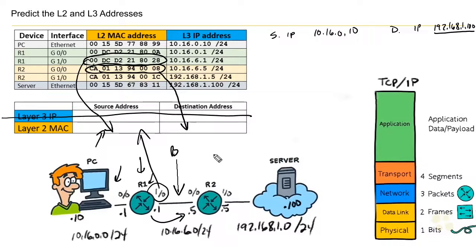So what we'd expect to see if we looked at the frame at this point, right here between R1 and R2, we'd expect to see a source layer 2 address ending in 8028 with the destination layer 2 address of 0008. So if we focus on just those last 4 characters, it's a lot easier than memorizing the whole enchilada. So we're looking for 8028 source going to 0008 as a destination. So let's pull up packet capture and take a look.